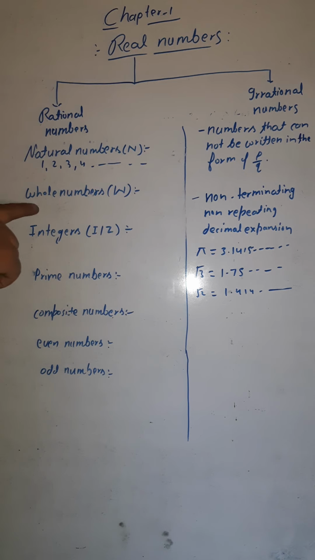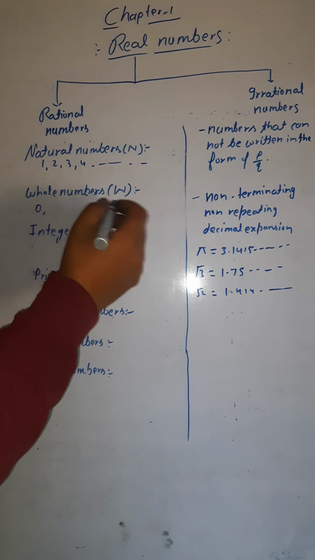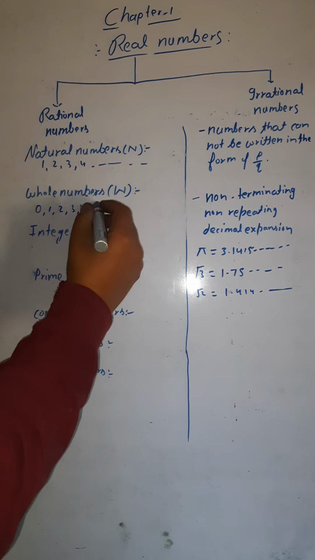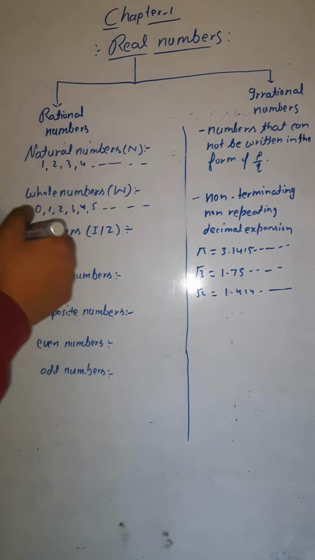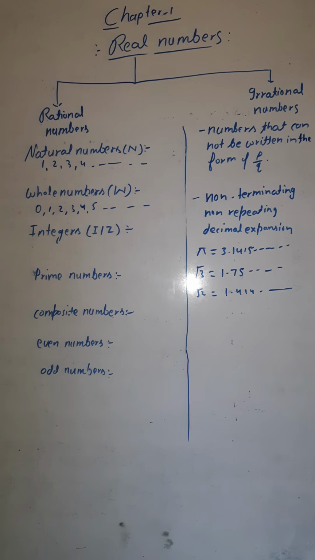At the same time, whole numbers start from 0. Starting from 0, then all the natural numbers like 1, 2, 3, 4, 5 and so on. All these numbers are known as the whole numbers. So whole numbers start from 0. Remember this, and natural numbers start from 1.